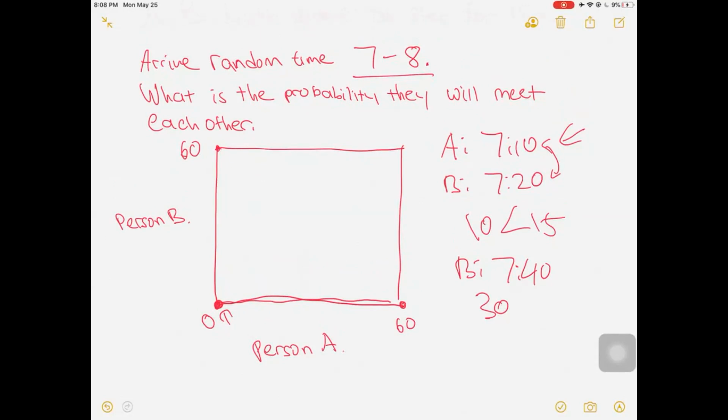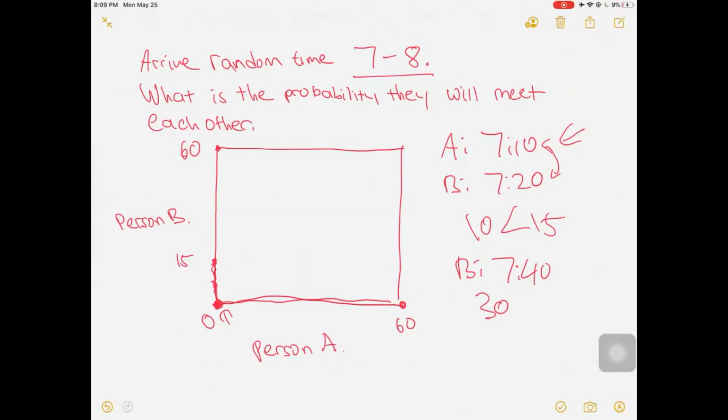Okay, so person B can arrive anywhere from 0 minutes to 15 minutes, and it'll still be satisfied. And they're going to meet each other basically.